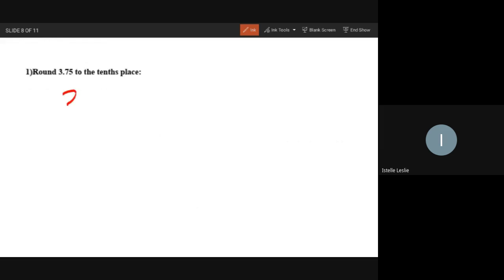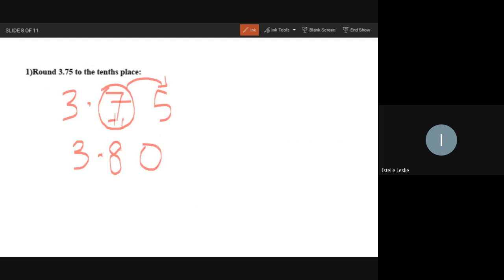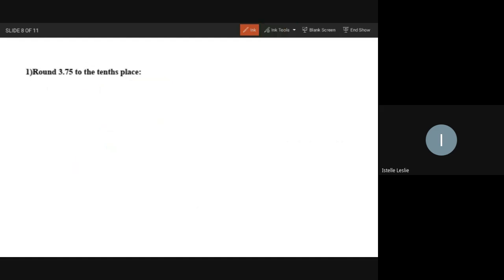Same thing, we have 3.75. The digit in the 10th position is 7. What we do is check the number to the right, just like we did. Is it up to 5? Yes. Add 1 to 7, so we have 8, and leave what is to the left the same, and make everything to the right 0. So we have 3.80.